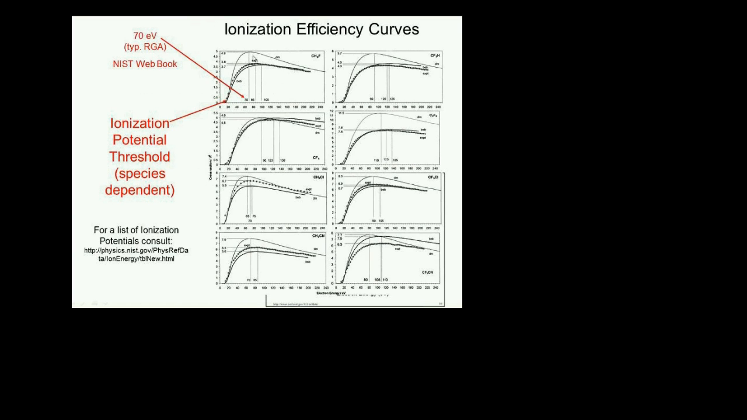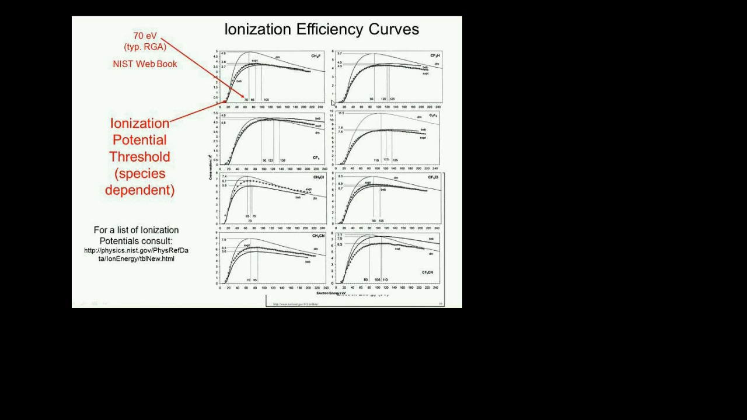So here are some typical ionization curves for different gases. What you can see here at the bottom of the curve is that at 70 electron volts, most of these gases peak in terms of their ionization efficiency. Literally, this is how many ions are being formed as a function of electron energy. So at 70 electron volts, most of them have peaked.